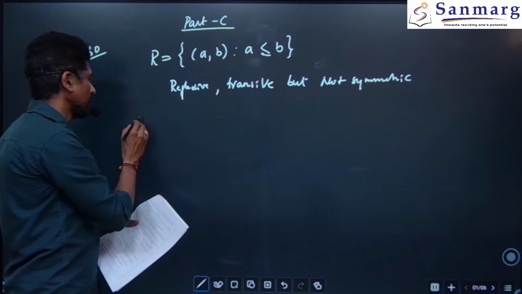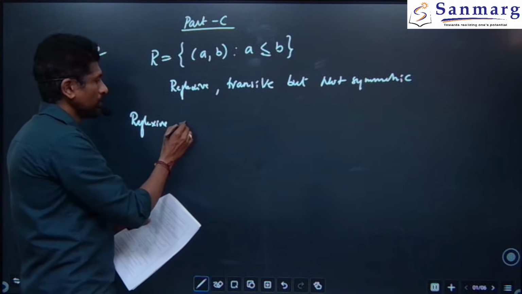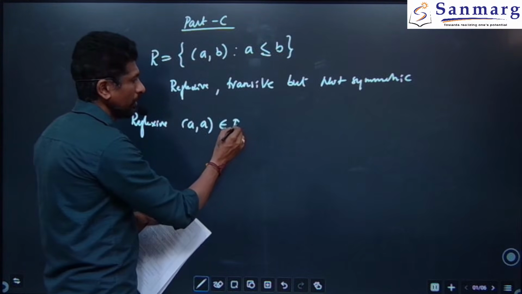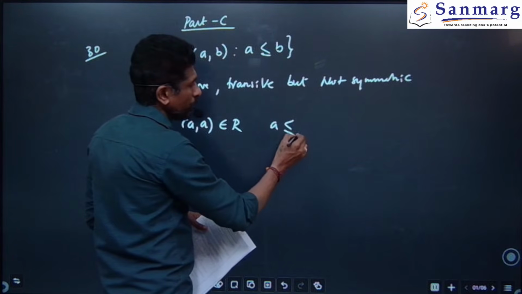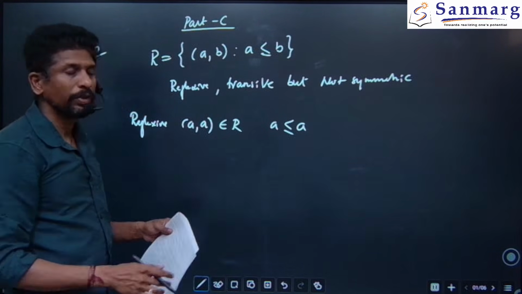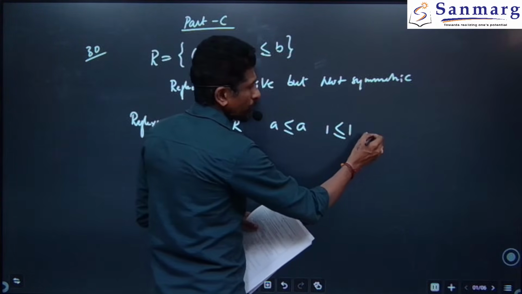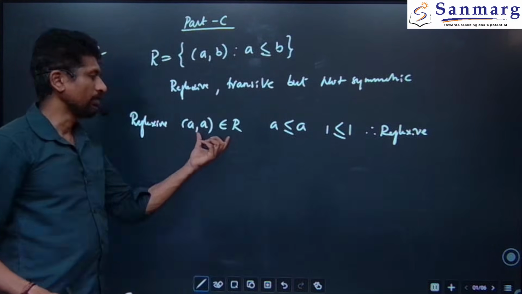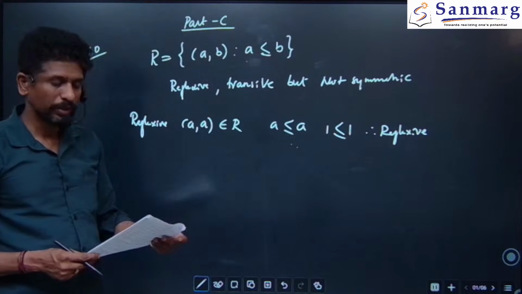The first one is that the relation is reflexive. What is the reflexive definition? A comma A belongs to R, then only the relation becomes reflexive. So here A less than or equal to A is reflexive, for any real number, because it is equal. Therefore the relation is reflexive. Don't write only the definition, write the relation they have given, and by that you have to prove the relation is reflexive.